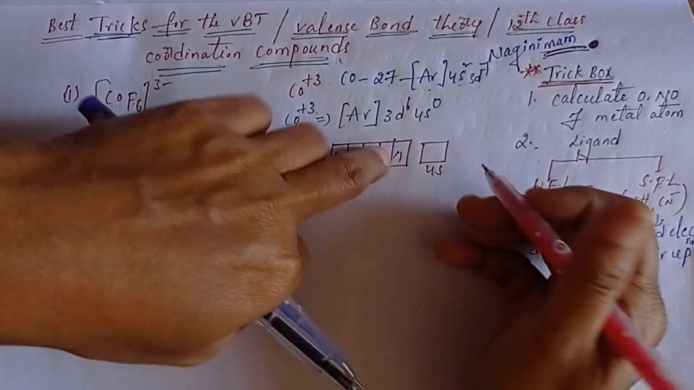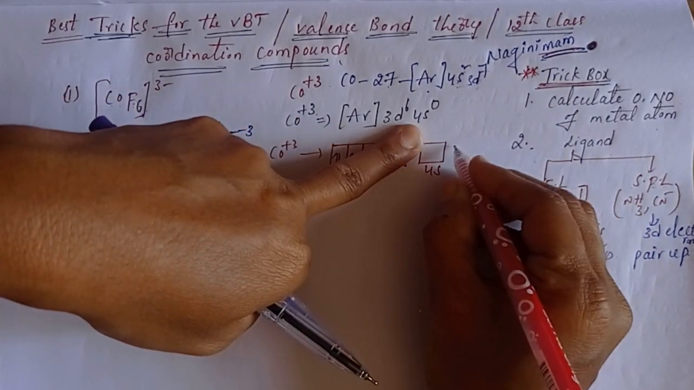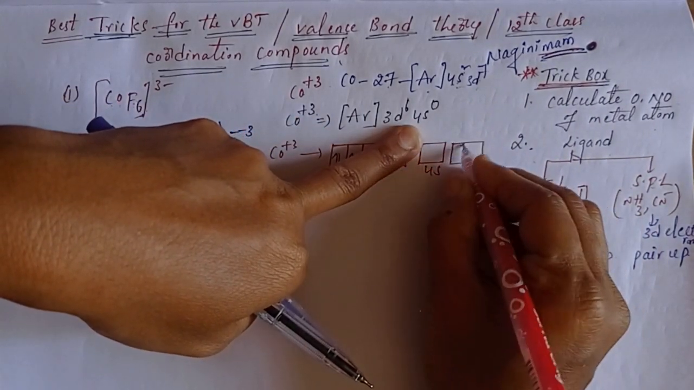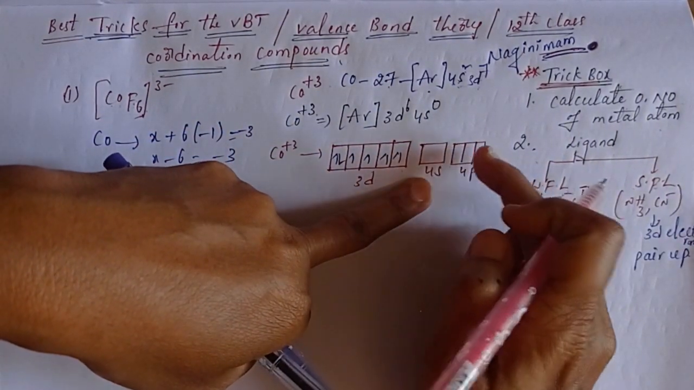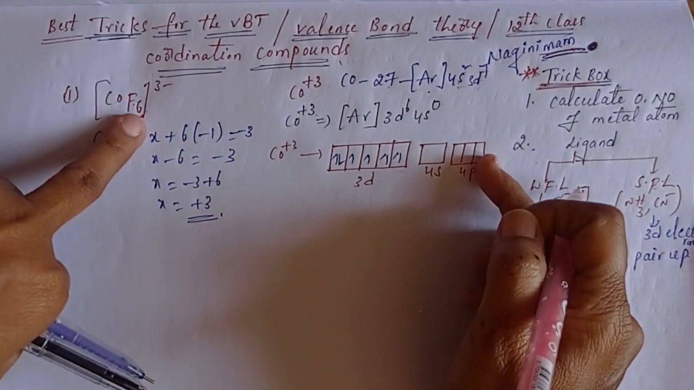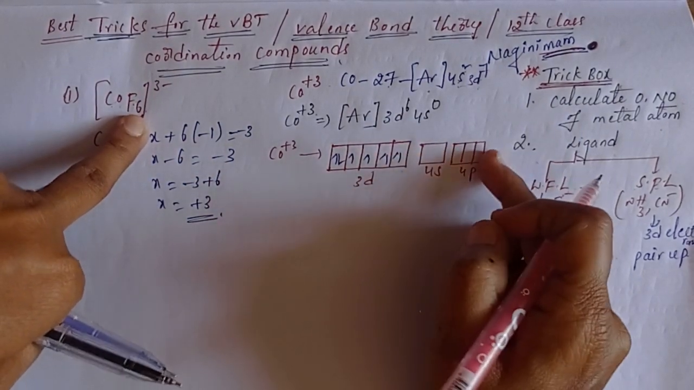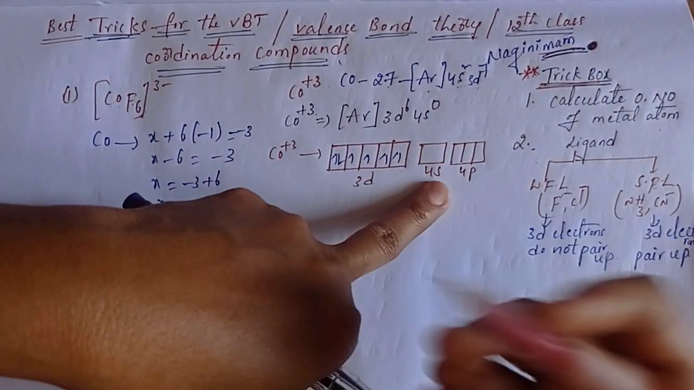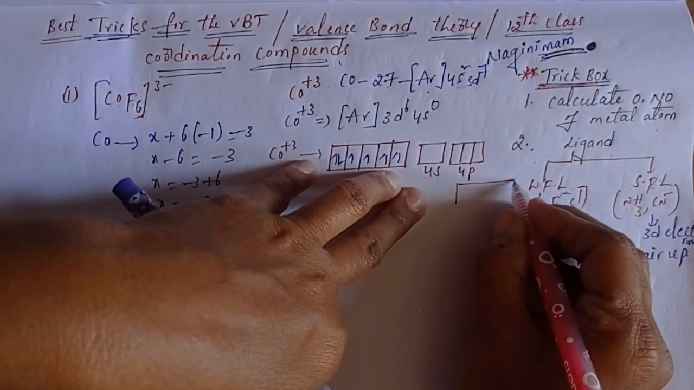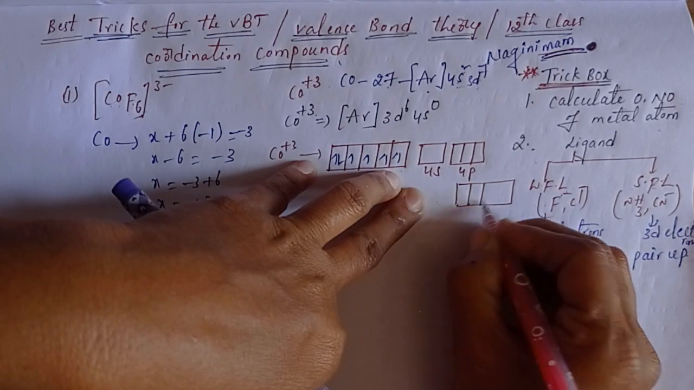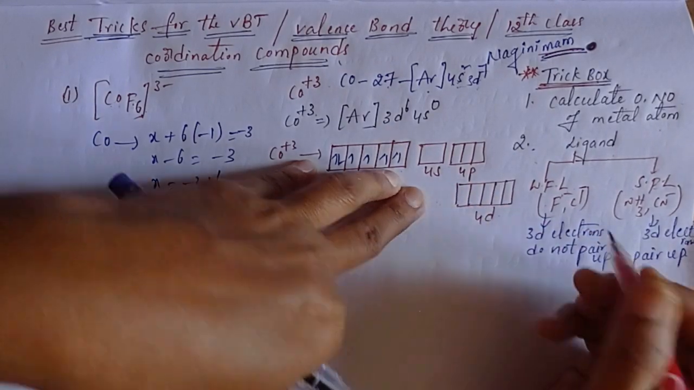4s already has one vacant orbital there. 4p I am taking here. 4p, how many boxes? 3 boxes. This is 4p. 1, 2, 3, 4 only are there. But how many are required? 6 are required. 1, 2, 3, 4. Still 2 are required. That's why I am going to take from 4d also. Here there is no place, students. Here I am taking 4d. Total how many boxes? 5 boxes in 4d.